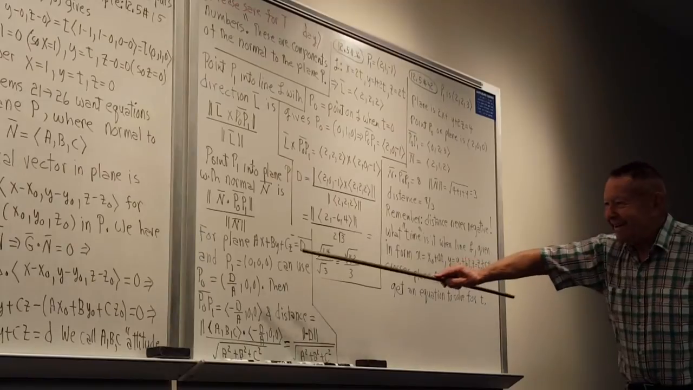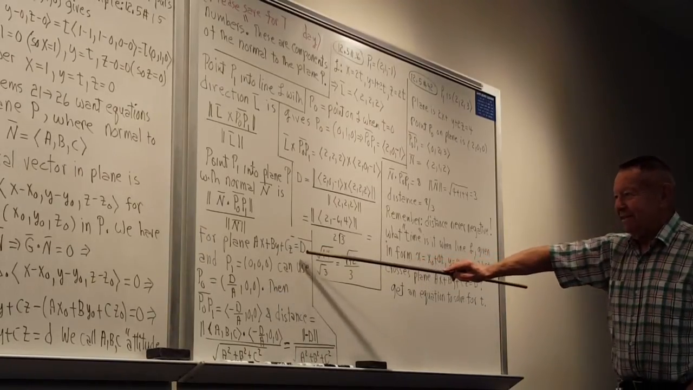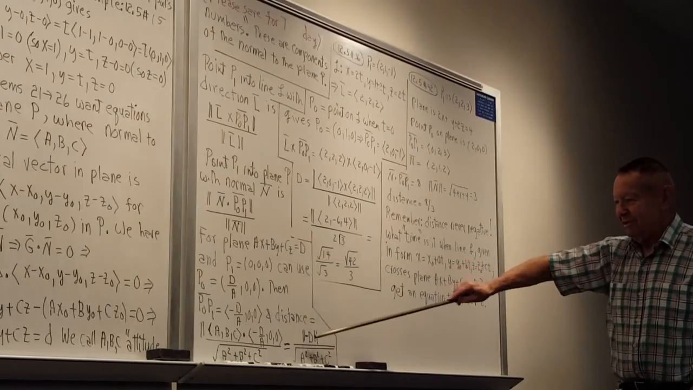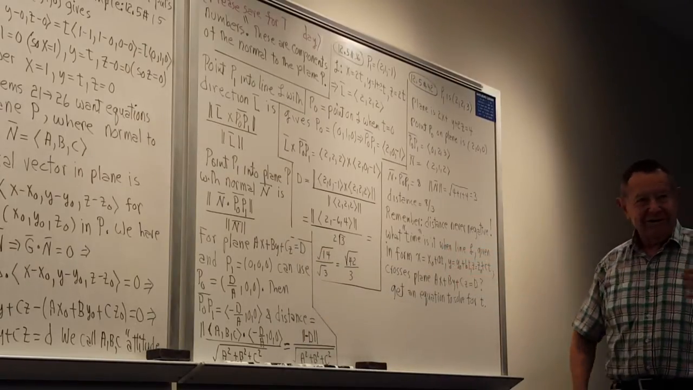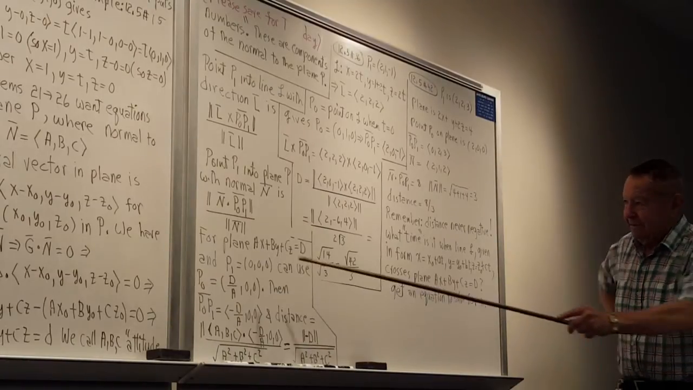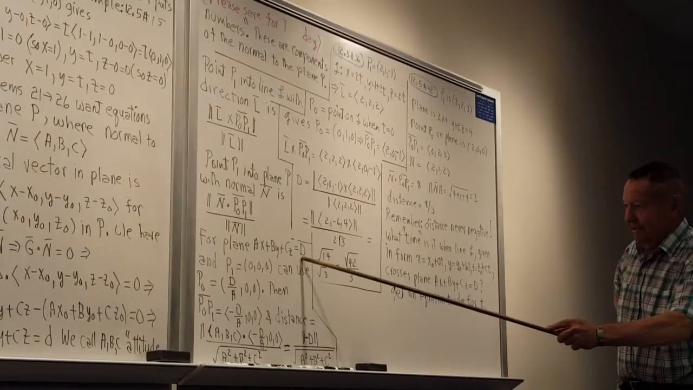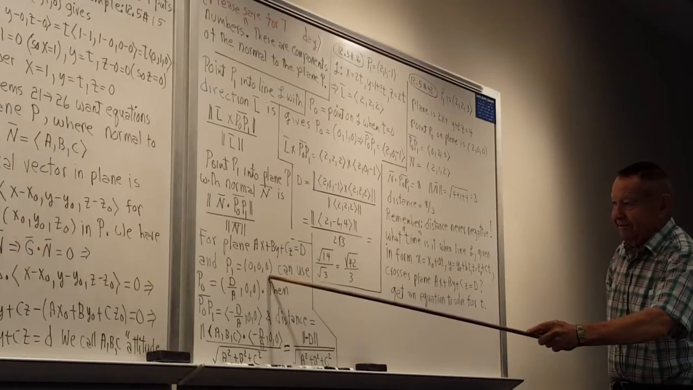So anyhow, for a plane, first of all, what I'm talking about is the general formula for the distance from the plane to the origin. So say you had this plane, and the point off of the plane is the origin.